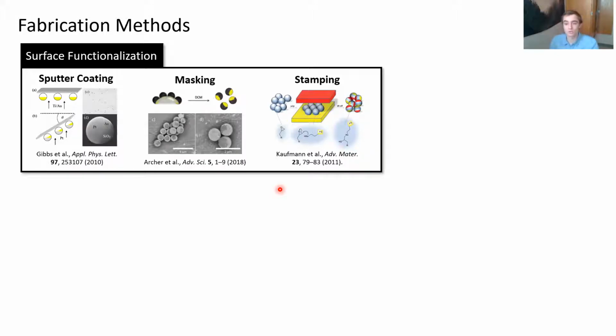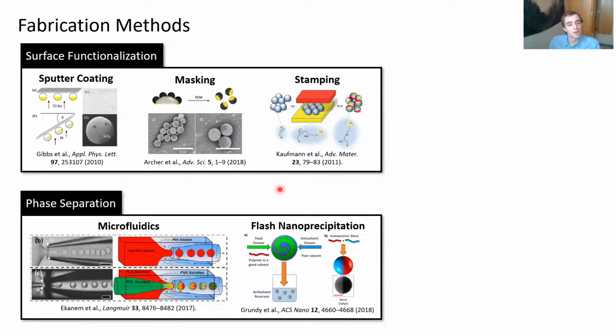The first is surface functionalization, where you basically selectively put some kind of coating on only part of your particle. This may be done with sputter coating, masking, or stamping. The other group is phase separation, which is usually done using polymers, and essentially it can be done using microfluidics or some kind of heterogeneous polymerization like nanoprecipitation.